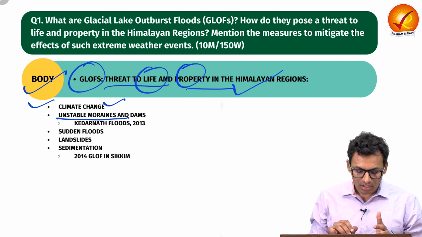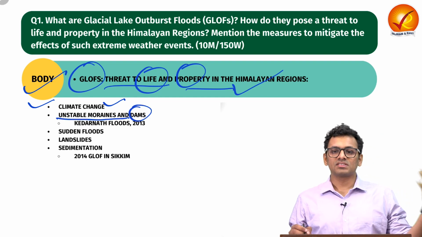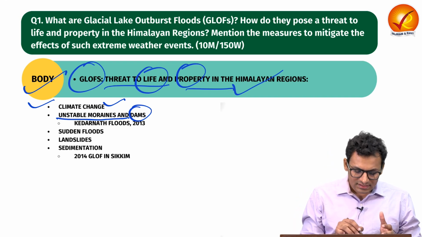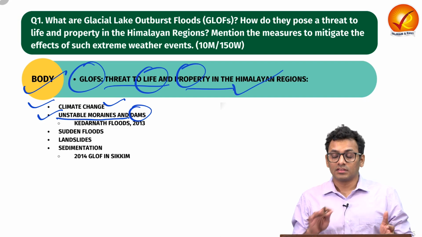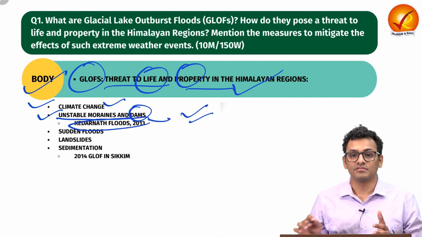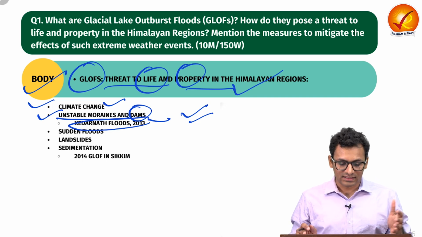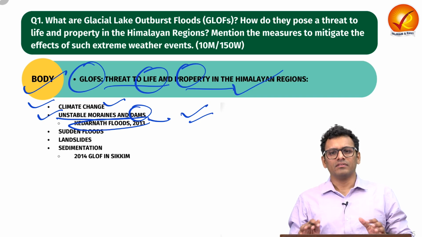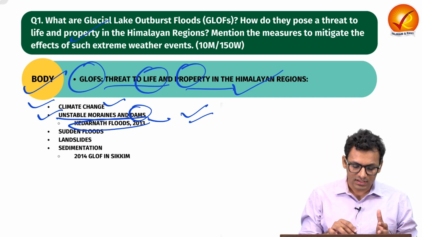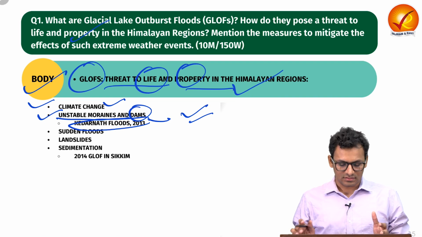Second is unstable moraine and dams. In the past, we have seen how certain structures have become unstable through natural or anthropogenic causes, and we have witnessed one instance, which was the Kedarnath flood in 2013. Here, we witnessed a glacial lake outburst flood, which definitely impacted thousands of lives, killing thousands of people, as well as causing loss of property.